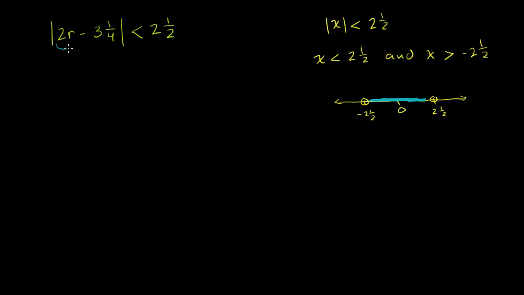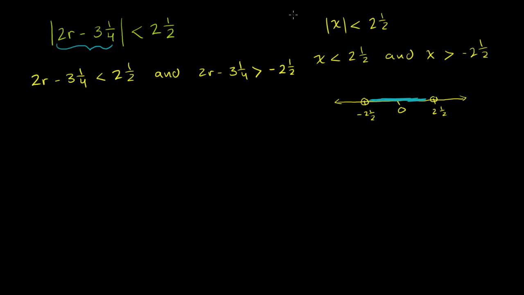The distance from this thing to 0 has to be less than 2.5. So we can write that 2r minus 3 1/4 has to be less than 2.5, and 2r minus 3 1/4 has to be greater than negative 2.5.